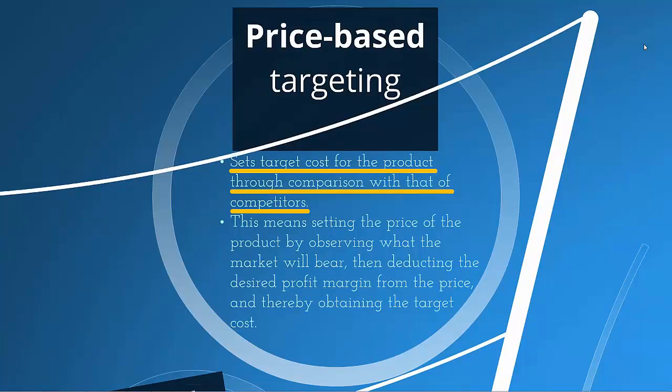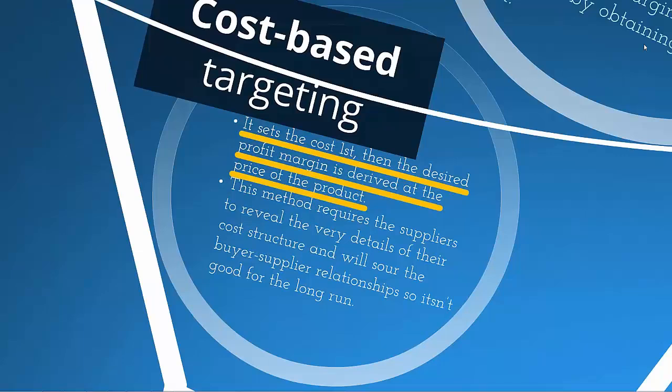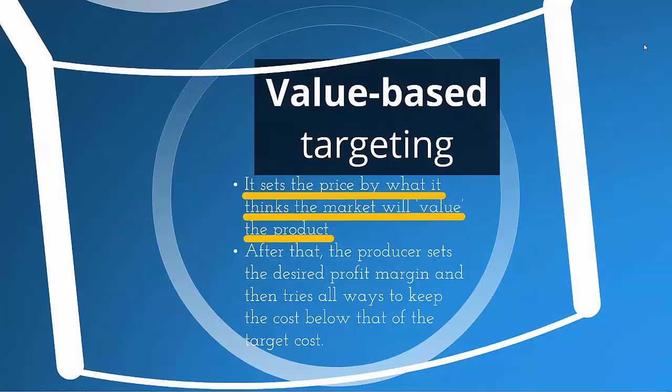The price-based targeting sets target costs for the product through comparison with that of the competitor's products. The cost-based targeting sets the cost first, then the desired profit margin is derived at the price of the product. And finally, the value-based targeting sets the price by what it thinks the market will value the product of the company.